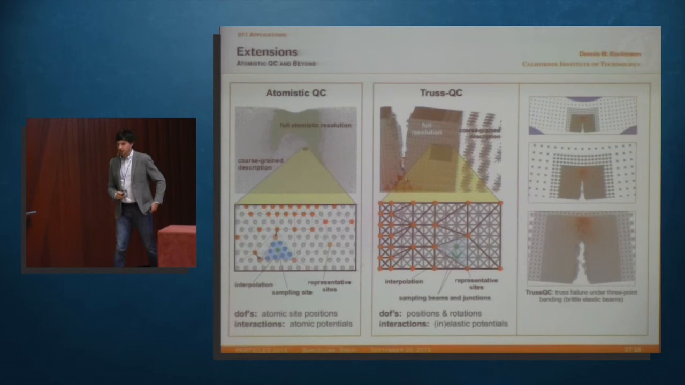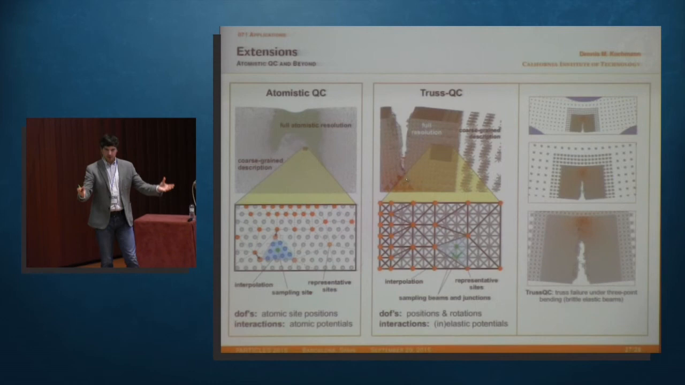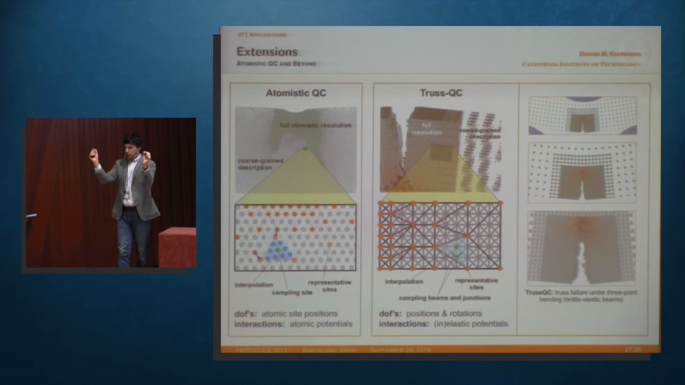So the last comment I'd like to make, and then I'll conclude, is that what I've shown you here is a technique that, of course, is not limited to atomistics. As long as you give me a system of nodes, be it particles or something else, that are interacting through a well-defined potential, I can use this. So we talked about atomistics. We've done the very same thing for trusses, for example. I can take the nodes of a truss network.